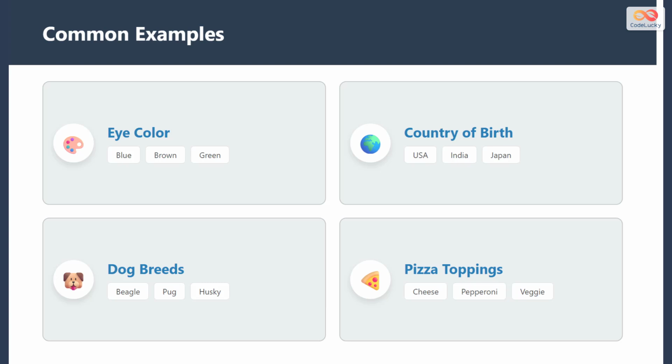Let's look at some common examples. Eye color is nominal. You have blue, brown, or green. Country of birth is another one. Dog breeds like Beagle, Pug, or Husky are also categories. And of course, pizza toppings. None of these have a mathematical order.